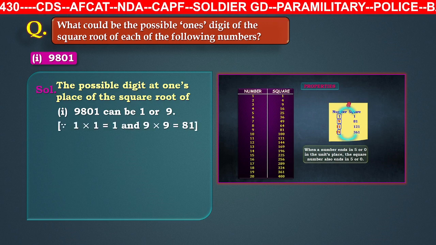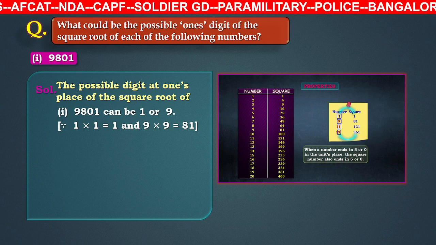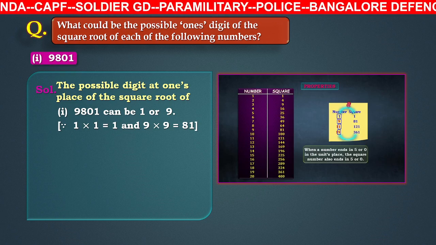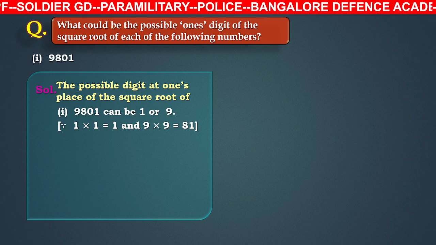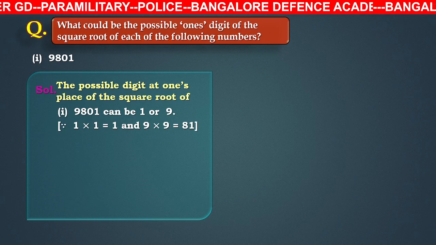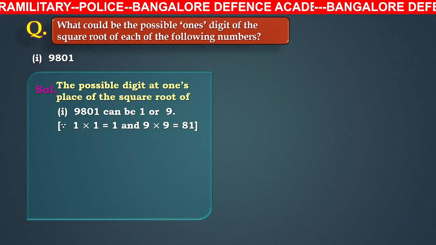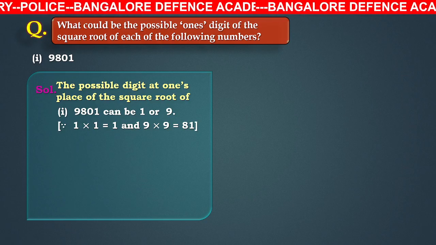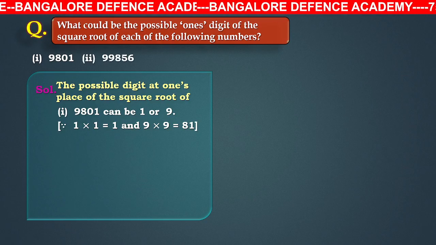1 into 1 gives me 1. Or sometimes if I multiply 9 into 9, 81. We have seen the properties: 1, then you have 4, then you have 6. 4 and 6, if I multiply, it gives me the last digit as 6. Okay, 1 and 9, if I multiply, the last digit is 1. Okay, so that is the question.